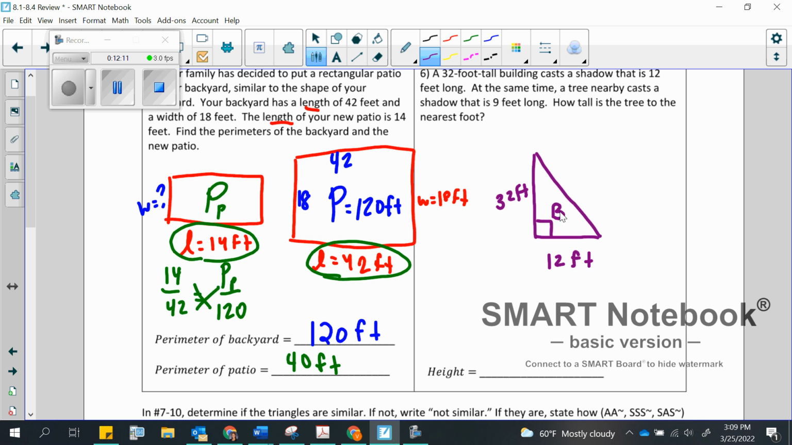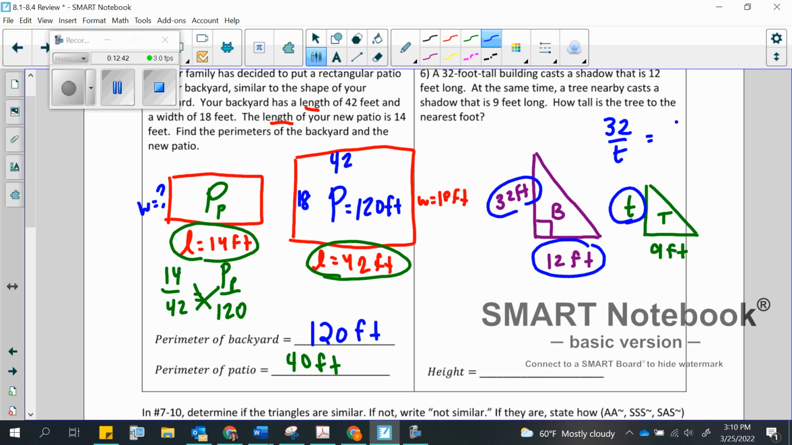So this is our building, and it says at the same time, a tree nearby casts a shadow that is 9 feet long. So here's our little tree, I'll do it in green. So our tree's shadow is 9 feet long. How tall is the tree? So let's set up a proportion. We're going to use the corresponding sides, so the heights of both: 32 over t, the height of the building over the height of the tree, equals the length of the shadow over the length of the shadow.